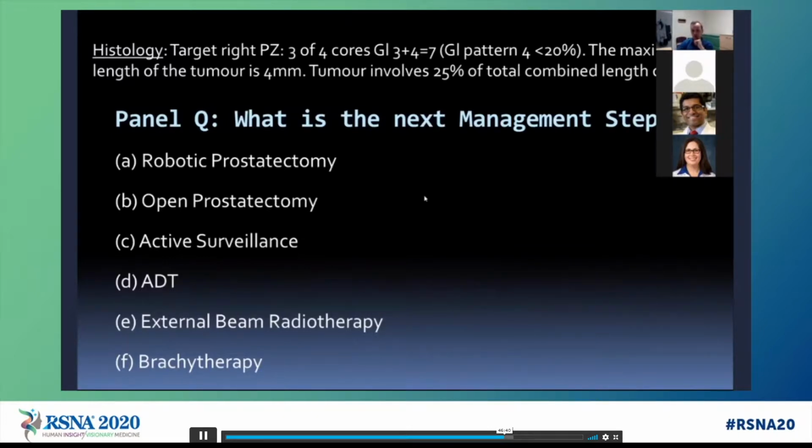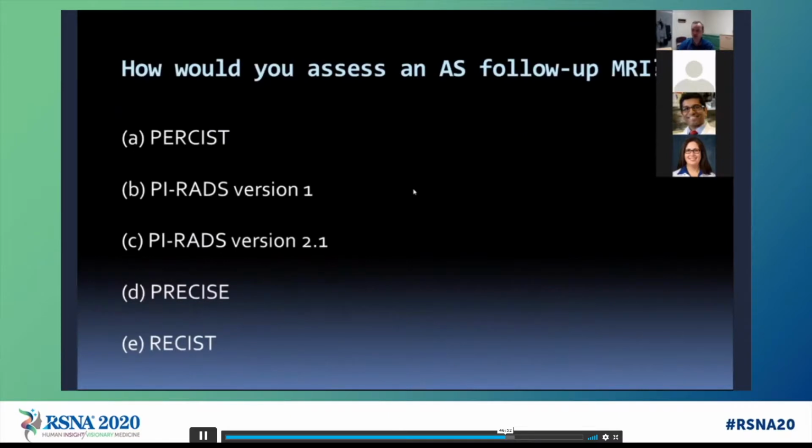Okay, so quite challenging. In the end, we chose active surveillance, possibly because of all those factors that you mentioned might be tricky and borderline features. So we did follow this patient up. So this is sort of the audience participation question. How would you assess the follow-up MRI? So would you use PIRADS, so the first version of PIRADS or the most recent version of PIRADS? Would you use PERSIST? Would you use PRECISE? Would you use RESIST? I'll give you a couple of minutes to think about that.